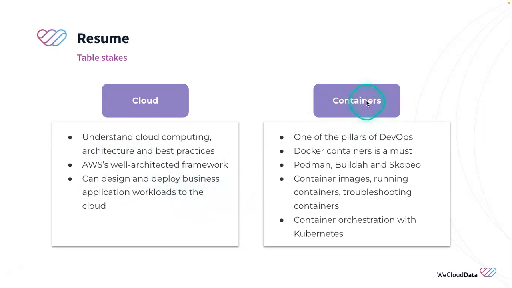Containers, one of the major pillars of DevOps. Docker containers, definitely a must. It still holds the lion's share of the container market. Podman, Buildah, and Skopeo, which are more of the Red Hat flavor of containers, are picking up a lot of popularity because of their emphasis on security. Docker containers usually run as root and require a daemon running in the back. Podman containers don't. Container images, running containers, troubleshooting containers.